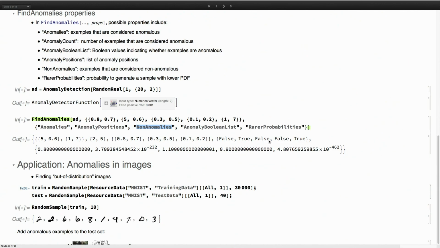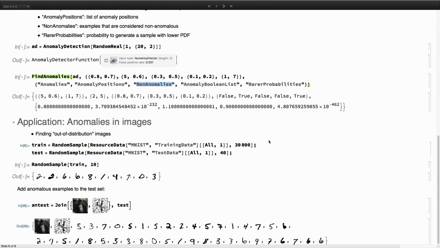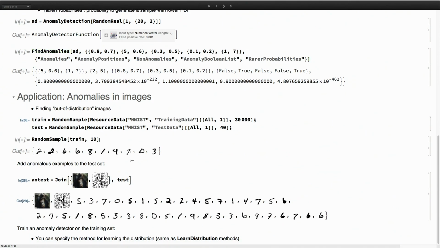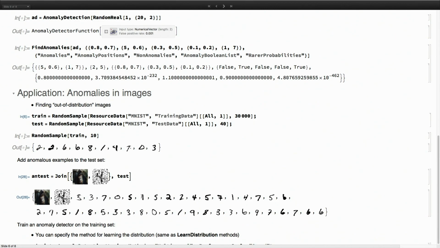Let's look at one application of anomalies for images. Here I get a training and test set of MNIST data, images of handwritten digits, and I also make a test set with a few anomalies, a picture of a monkey and an image of a blurred, noisy digit, and I just add them to my test set.